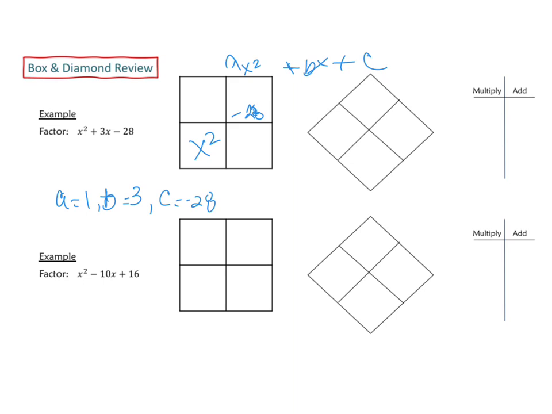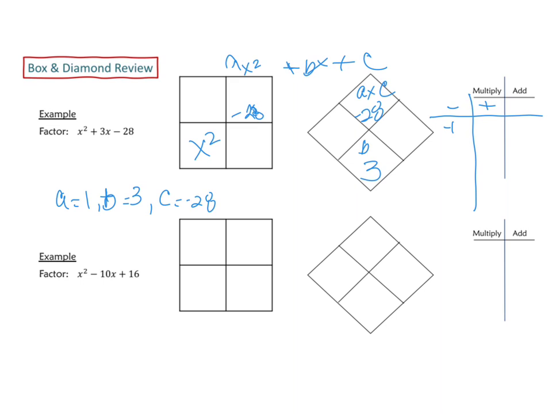We know that in the top of our diamond, it's A times C. 1 times negative 28 is negative 28. And the B term goes in the bottom of the diamond, and the B term is 3. So what we need to determine are what two numbers multiplied together equal negative 28, but added together equal 3. I remind you that the only way we can have a negative product is if one of the terms is negative and one of it is positive.